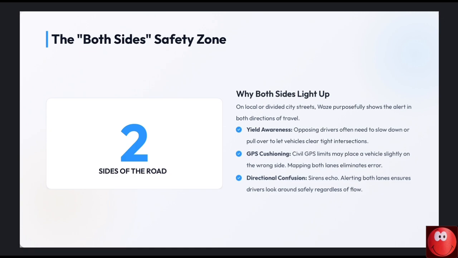So if you were driving near that ambulance, you probably noticed that the warning lit up both sides of the street on your screen. This is a deliberate safety feature. On city streets, an ambulance frequently has to cross over the double yellow lines onto oncoming lanes to bypass blocked traffic quickly. Plus, siren acoustics bounce off buildings, making it hard to hear where the sound is coming from. Alerting both directions ensures that every driver in the immediate area looks up, checks their mirrors, and is ready to yield.